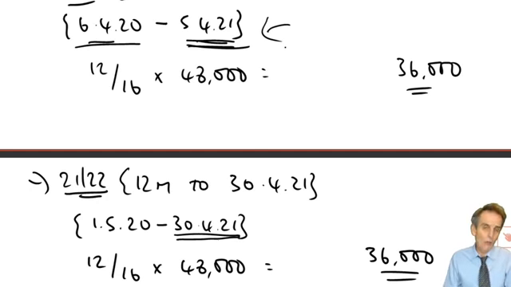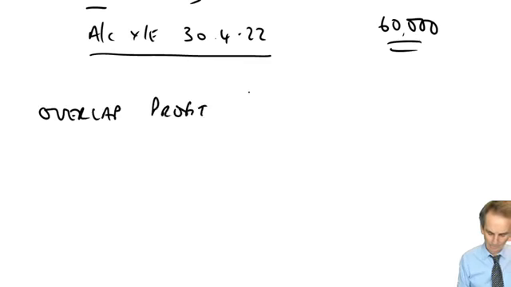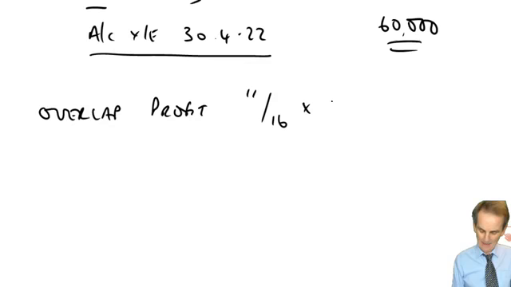So our overlap profit, therefore, would be computed as 11 months of the, it wasn't 18, was it? It was the 16 months opening period in which we made 48,000.